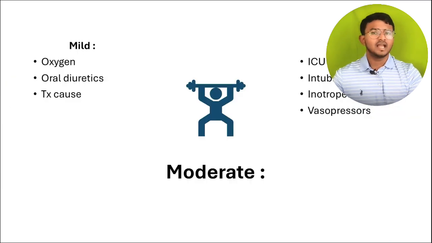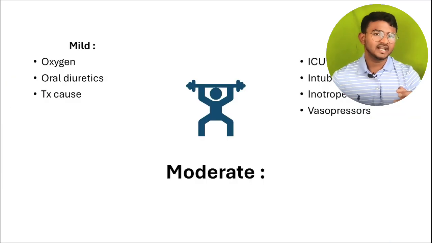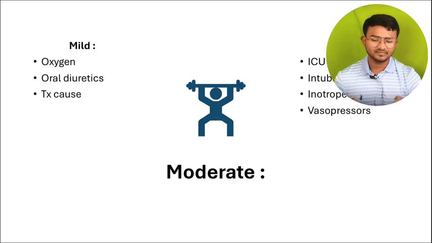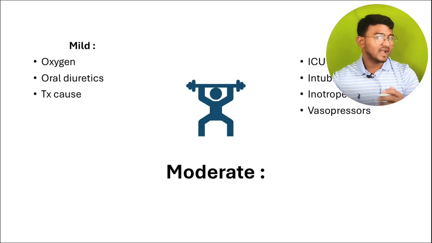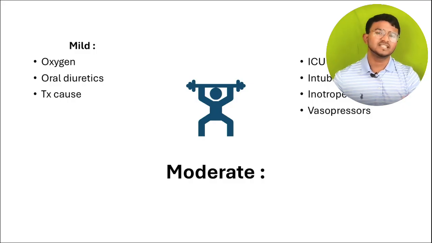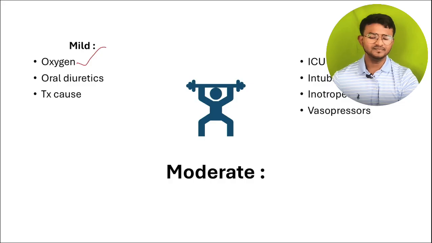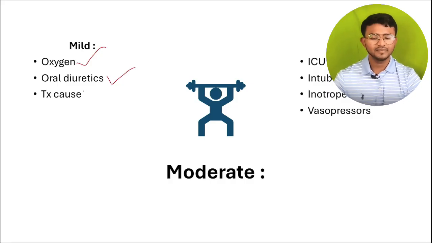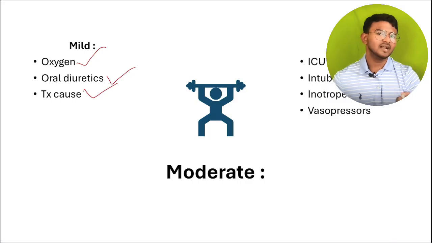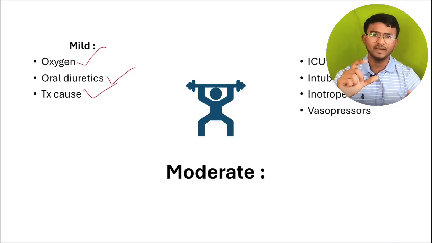So here, based on severity grading, we have to treat the patient: mild, moderate and severe. In mild cases, the patient gets dyspnea on exertion. In those cases, we can give oxygen supplementation and oral diuretics like 20 milligrams of furosemide, treat the cause, and send the patient home. So this is for mild pulmonary edema cases.